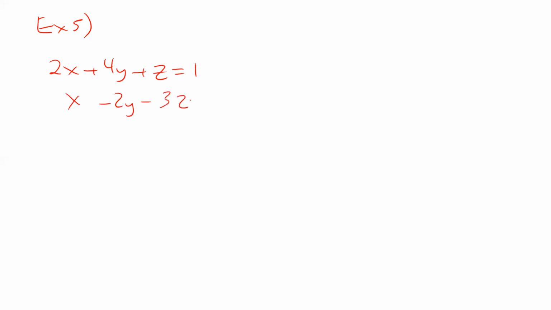Example 5. One more practice. Let's jam just to make sure we get it here. It is 2x plus 4y plus z is equal to 1. X minus 2y minus 3z is equal to 2. X plus y minus z.